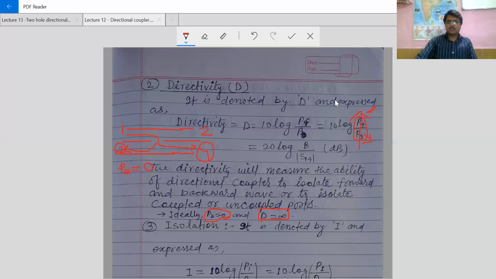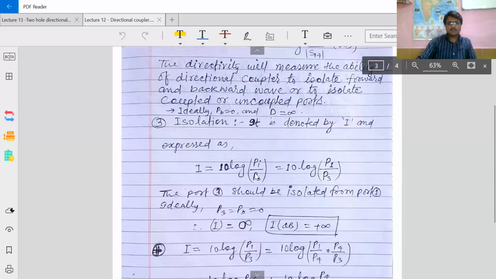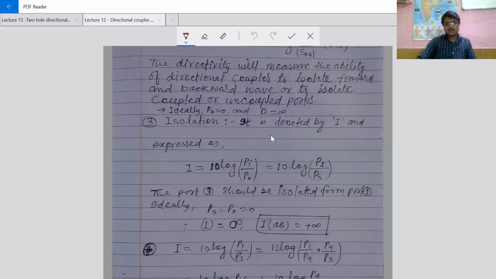Now isolation. Which port should be isolated? Port 3. We do not want any power at port 3, because if I give the power at port 1, then some of the power will be coupled at port 4, and the rest of the power will go to port 2. But there should be no power at port 3. But I told you, in practice when we design a directional coupler, there is a finite power.